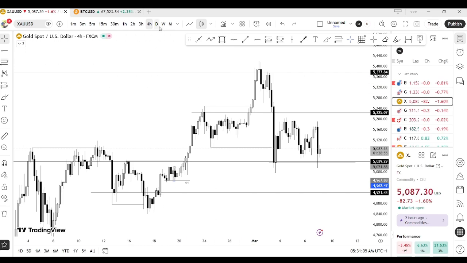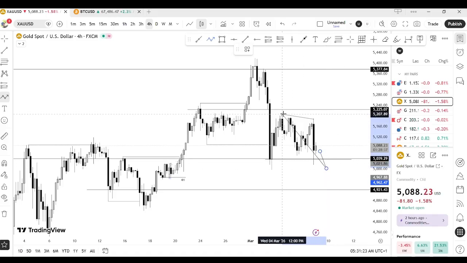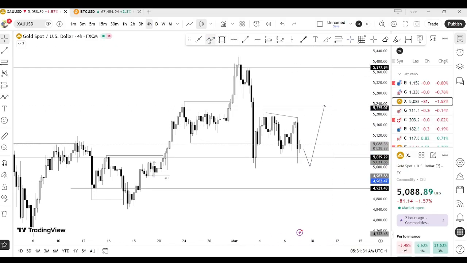Now, above here, we have liquidity. Above all these highs, there's liquidity. I'll be expecting gold to buy from here to take out this liquidity. Once this liquidity is taken out, gold can give us a reaction from here. And if we see confirmation, we can short gold to here.